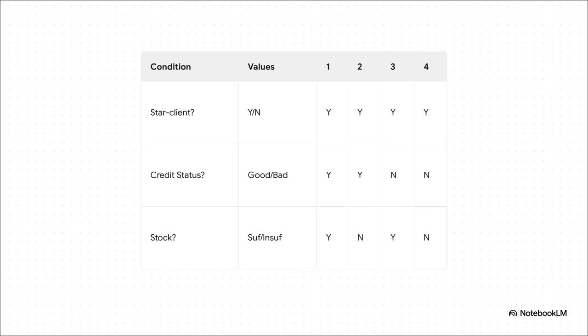On to step 4, filling in those 8 combinations. And there's a simple, systematic way to do this so you don't miss anything. For that first condition, star client, you just go 4 Ys, then 4 Ns. For the second one, credit status, you alternate every 2, YY, NN, YY, NN. And for the last one, you just alternate every single time, YN, YN, and so on. And look at that, a perfect, exhaustive list of every single scenario.